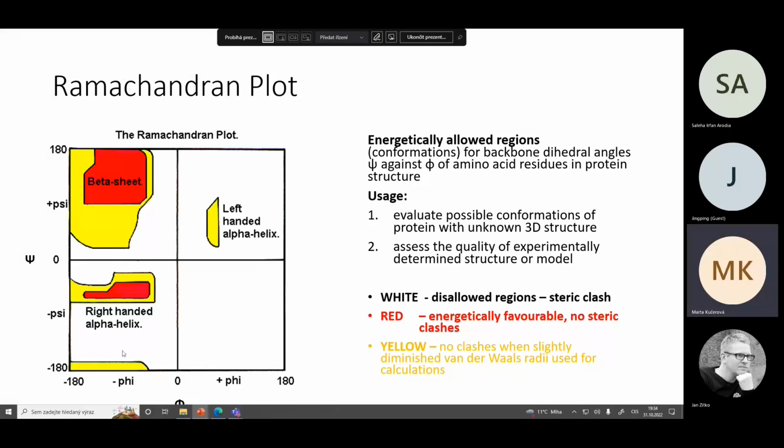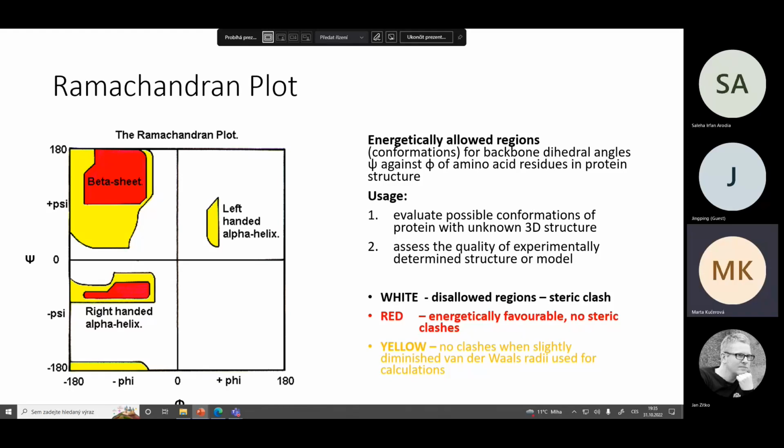Yeah. So in the Ramachandran plot, we can see the dependence of the value of the psi angle on the value of the phi angle, and all the white areas are disallowed regions for steric hindrance reasons. The yellow ones are somehow allowed, and the red ones are energetically favorable.